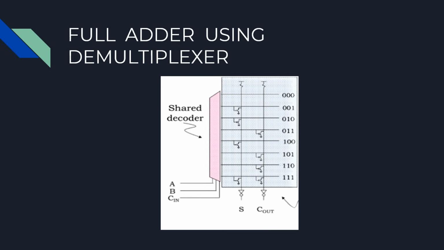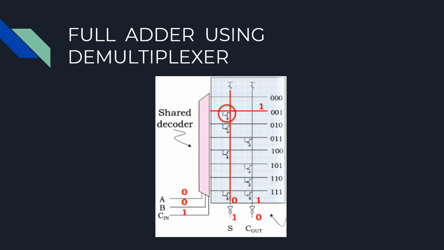forcing the vertical columns to which they connect low. For example, if the inputs are 0, 0, 1, the demultiplexer output labeled 0, 0, 1 will be high. This will turn on the circled pull-down switch, forcing the S vertical column low. The Cout vertical column is not pulled down, so it will be high. After the output inverters, S will be 1 and Cout will be 0, the desired output values. By changing the location of pull-down switches, this read-only memory can be programmed to implement any 3 input 2 output function.